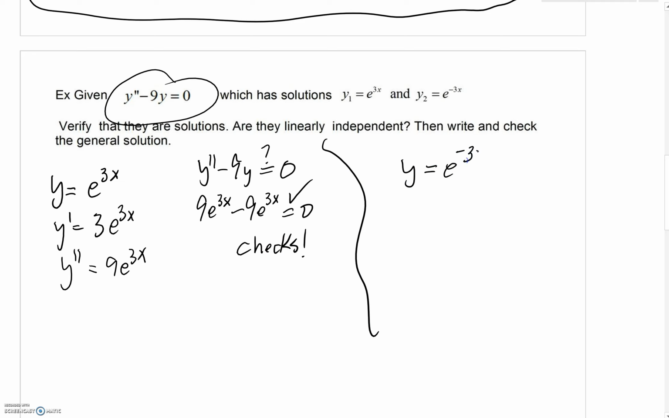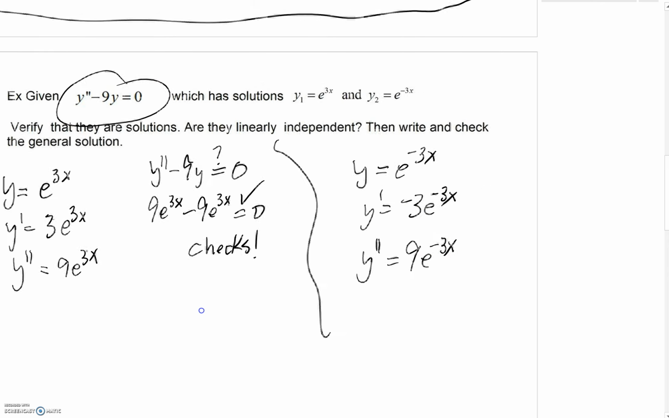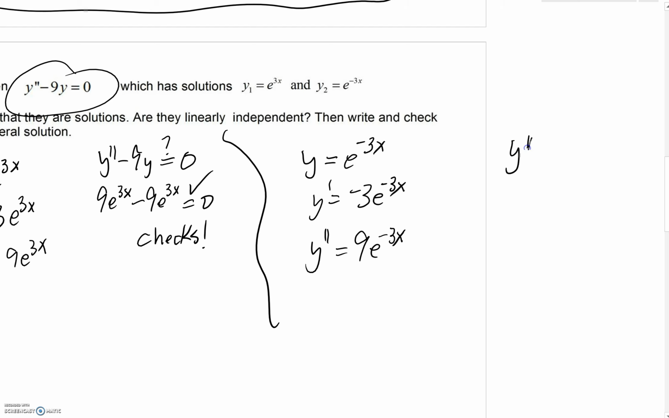Let's check y equals e to the negative 3x. Well, our first derivative is negative 3 e to the negative 3x. Second derivative, bring down another negative 3, we'll have a 9 e to the negative 3x. And then what? Well, we go ahead and we're just saying, is this really a solution? Well, we're going to verify that it is.